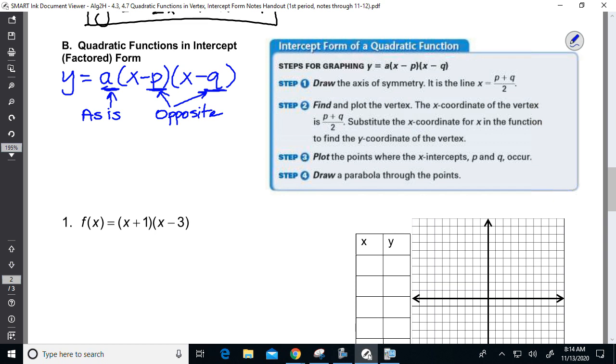To give you an example of how this would be identified, y equals 1/2 parentheses x minus 4, parentheses x plus 1. So that would mean that a is equal to 1/2, p is equal to 4, the opposite of minus 4, positive 4, and q is equal to -1. So that would be your identification of a, p, and q.